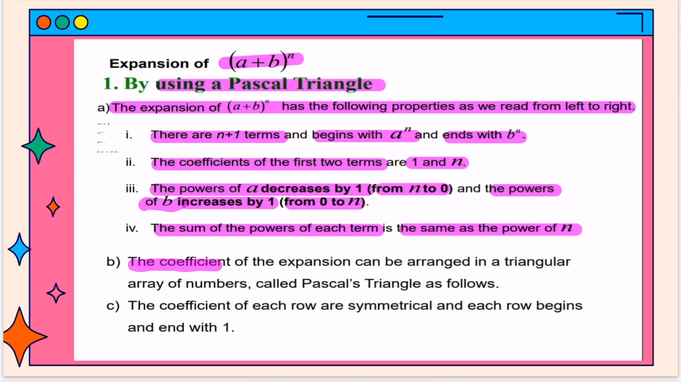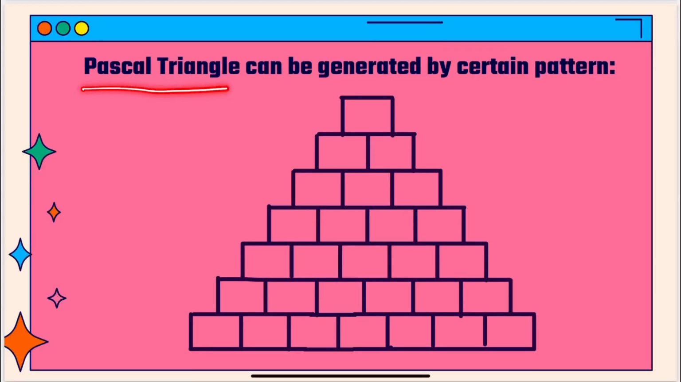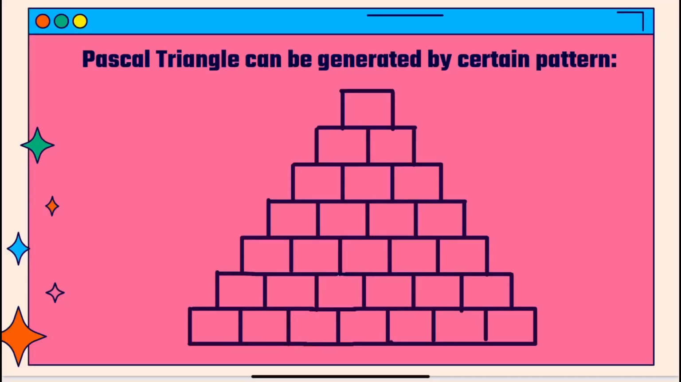B. The coefficients of the expansion can be arranged in a triangular array of numbers called Pascal triangle. C. The coefficients of each row are symmetrical and each row begins and ends with 1. Pascal triangle can be generated by a certain pattern. First row starts with 1. Second row starts and ends with 1. Third row starts and ends with 1. So, the middle one, you can add 1 plus 1 equals 2.